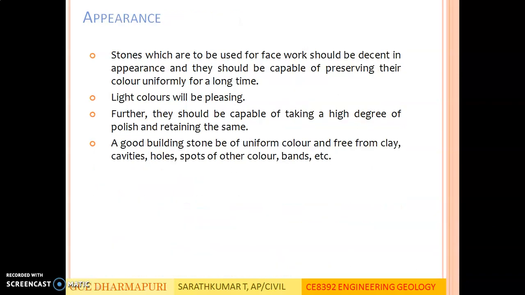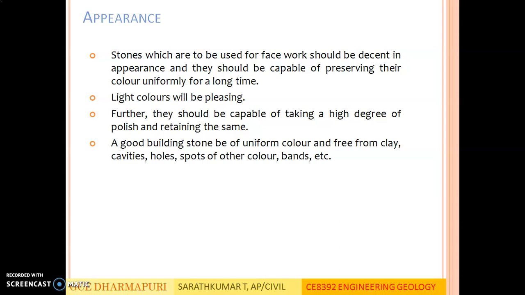Next, appearance. It is one of the most important parameters of rock to be used as a building stone. Stones which are to be used for face work should be decent in appearance and they should be capable of preserving their color uniformly for a long time. Light colors will be pleasing. Further, they should be capable of taking a high degree of polish and retaining the same.